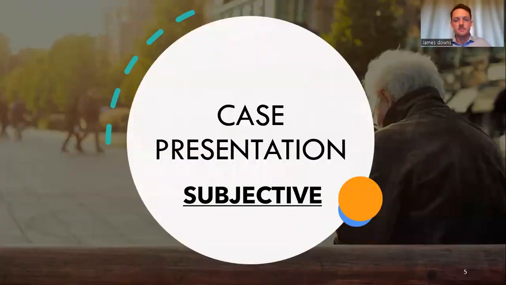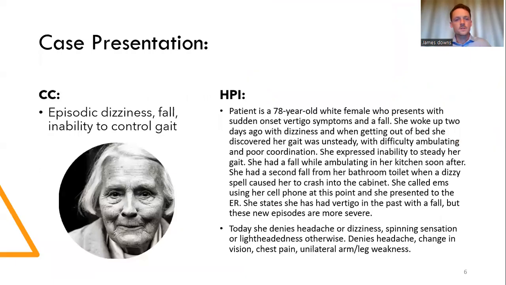So we'll go through the case presentation now. Patient came in, a 78-year-old white female, presented with sudden onset vertigo symptoms and multiple falls. She woke up 2 days ago with dizziness, and when getting out of bed, she discovered her gait was unsteady, with difficulty ambulating and poor coordination. She expressed an inability to steady her gait.